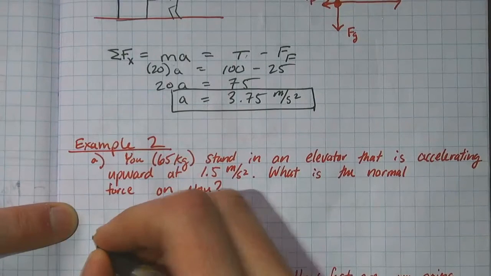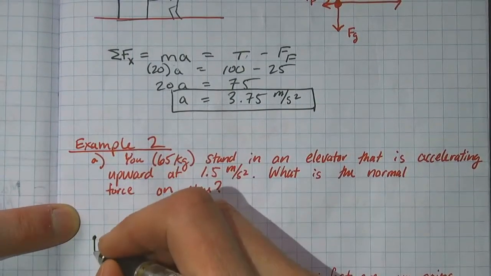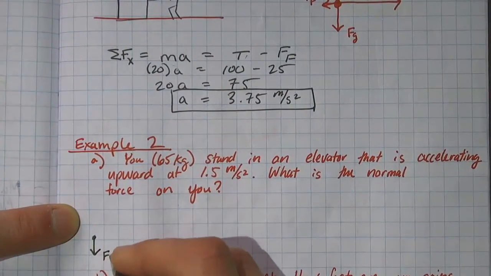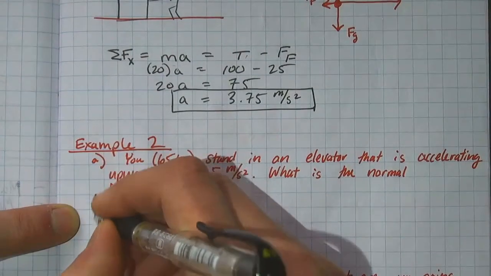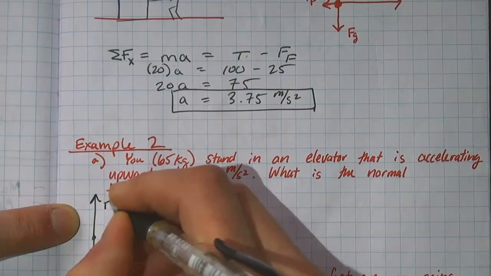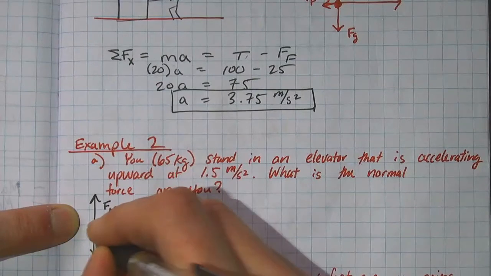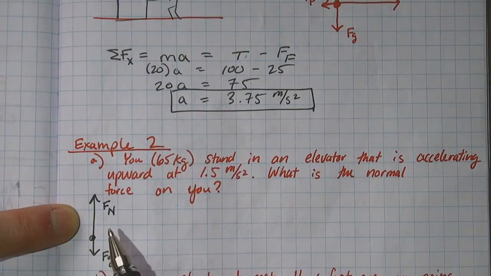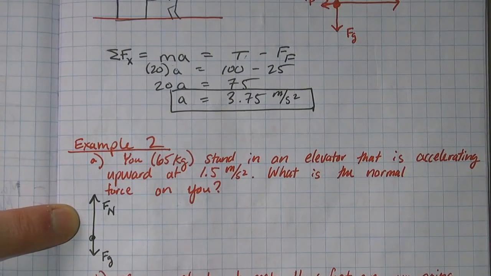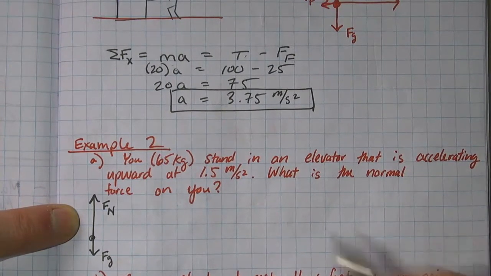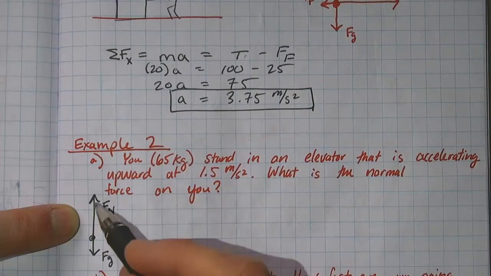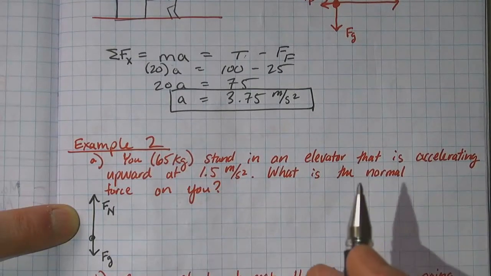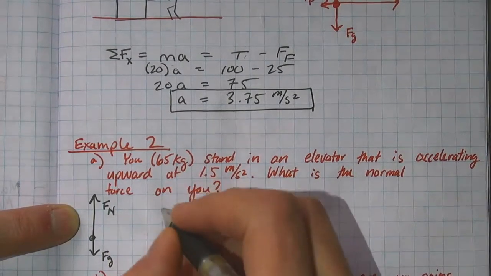So if you're standing in the elevator, let's say this is your force of gravity, and then your normal force is going to be bigger than that. I maybe exaggerated that a little bit, but note that we have a bigger upward normal force than downward gravity force. Basically, it's just showing that we have a net force upwards so that you can accelerate upwards.